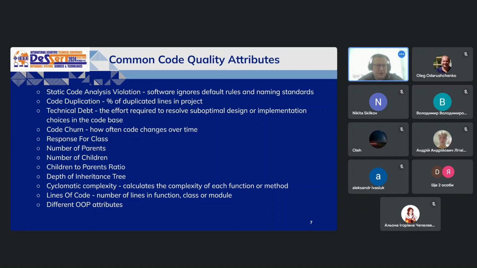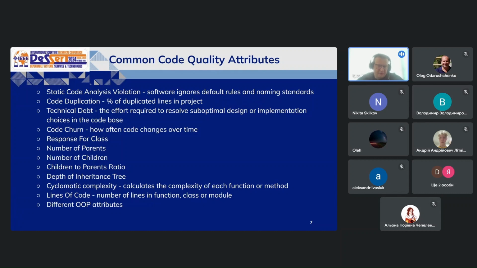Also, one of the major attributes is the cyclomatic complexity. It calculates the complexity of each function or method, and the idea is quite simple. When you have any logical operator or, let's say, an if statement, then the counter of the cyclomatic complexity will be plus one. In this way, we will know the cyclomatic complexity of each function or method, and you can easily write an algorithm to find, let's say, a God class, with just two parameters: cyclomatic complexity and response for class.